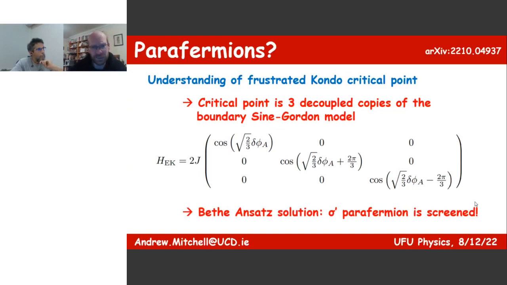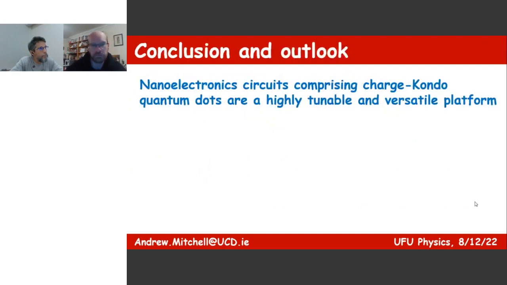Okay, so that's basically it. We were able to show, I guess, with an explicit construction using the Emery-Kivelson method, that, okay, we don't get a non-interacting model at the end of it, but it is still a solvable model. And it does actually show us that we have a parafermion in the system, Z3 parafermion.